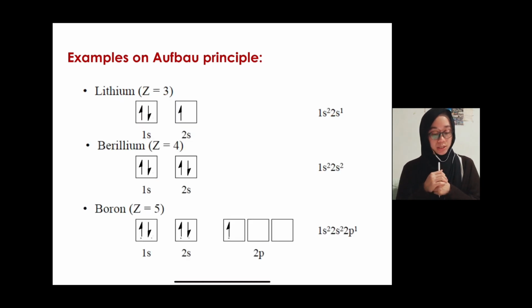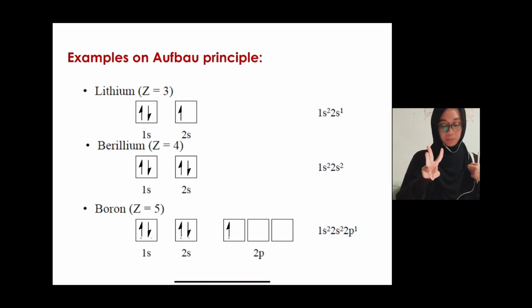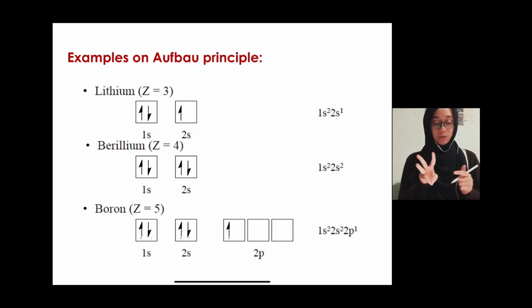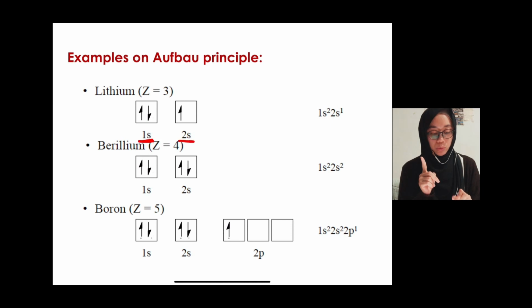Okay, to obey the Pauli exclusion principle. So kalau the next one pula kita ada lithium. Lithium ada 3 proton. So kalau dia ada 3 proton, ada 3 elektron. So the first 2 elektron kita akan masuk dalam 1s dahulu. So ada baki satu lagi kita masukkan dalam 2s. Okay, so same goes to beryllium. Kita masukkan dalam 1s dahulu and then kita masukkan dalam 2s.